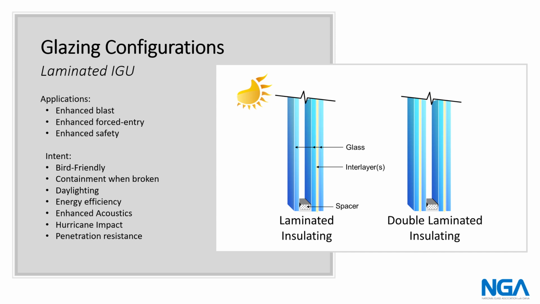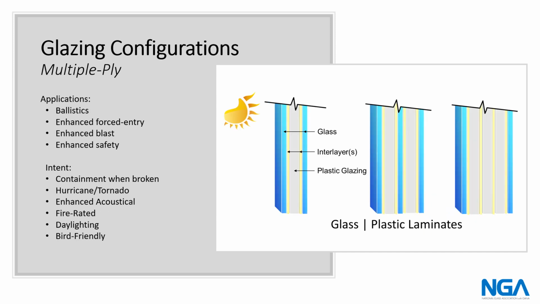A laminated insulating glazing unit, or IGU, would typically be used for exterior glazing. Double laminated insulating glazing is also possible, as shown in the diagram on the right. Glass plastic laminates may provide resistance to forced entry, ballistics, and blast while retaining glass fragments. The ability to retain glass fragments is known as no-spall.